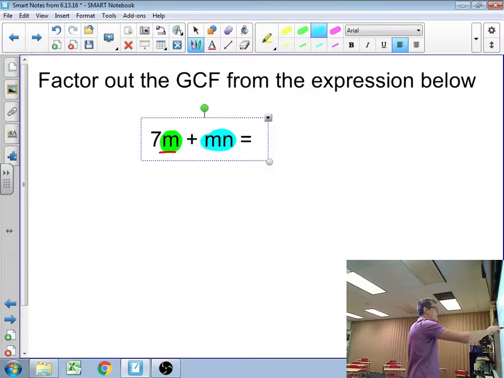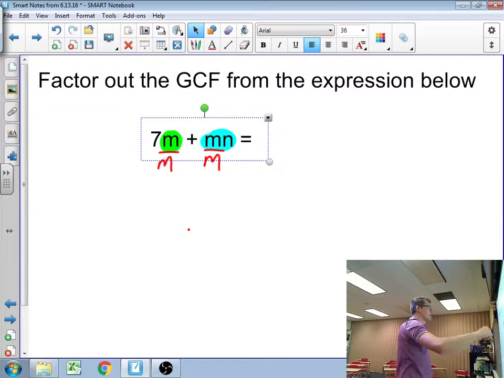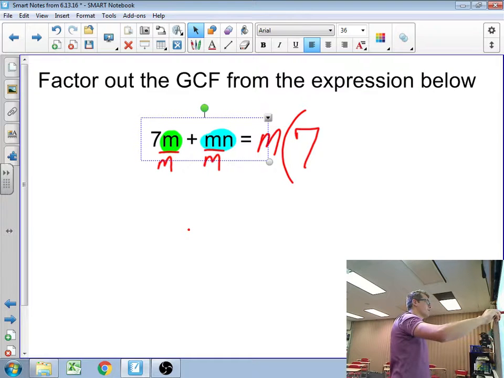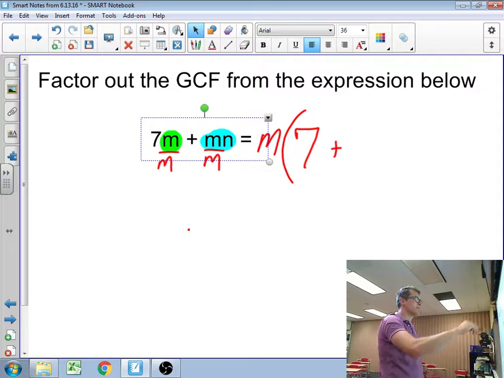I see that I have an m right here, and I have an m right here. I could pull the m out of both of them through division of m. So if I divide them both by m, again I put that m out front. Sorry, that box won't disappear. So the m was divided from both of them. Then I think about, what was 7m divided by m? Well, that would be just 7. What would mn divided by m be? And that leaves me with just n.